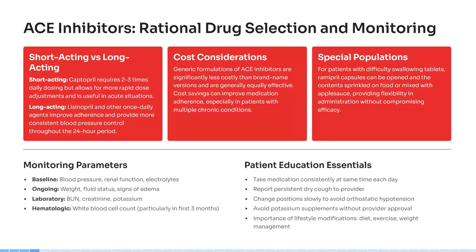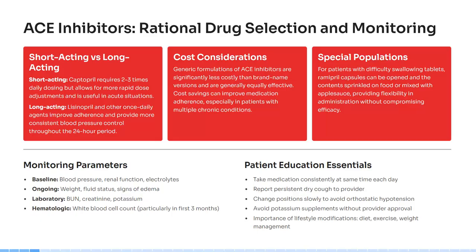So when we talk about rational drug selection and monitoring for the ACEs, let's talk about short acting versus long acting. Short acting. How do you know it's short acting? Well, you're giving it more times a day, right? So it's not having that long half life. So like captopril, you have to dose it 2 to 3 times a day, but you can actually have rapid dose adjustments. So that's useful, like in an acute setting.